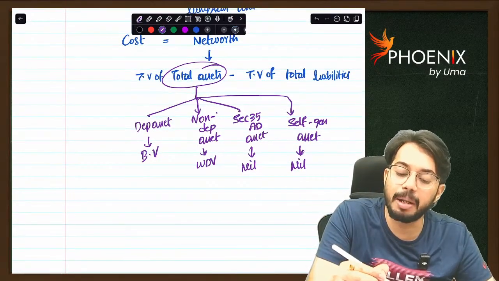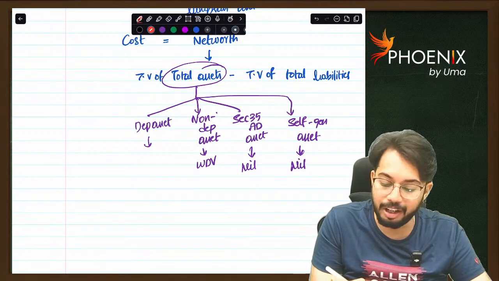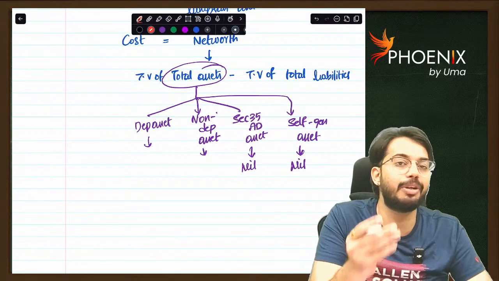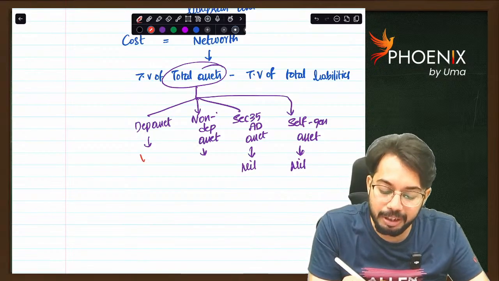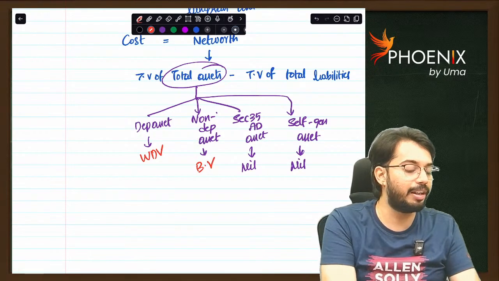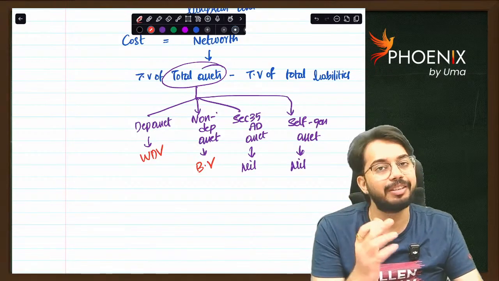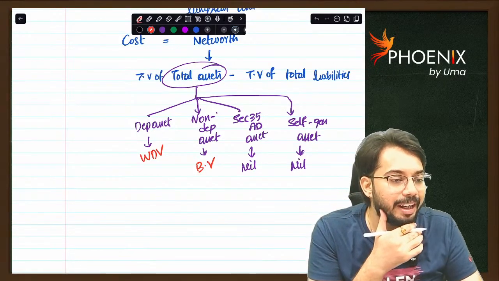Similarly, for non-depreciable, I am sorry, I have written wrong here. You guys are there, but you are not responding. For depreciable asset, written down value. For non-depreciable asset, book value. In a flow, I told something wrong. You are not pointing it out.